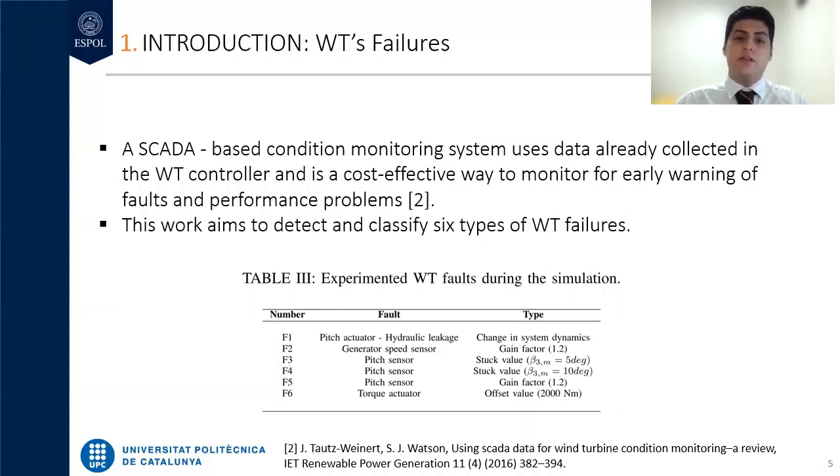Table 3 lists and labels all the types of faults that the SCADA system can record. We have labels from F1 to F6, with faults like pitch actuator, generator speed sensor fault, 3 types of pitch sensor faults, and a torque actuator fault.